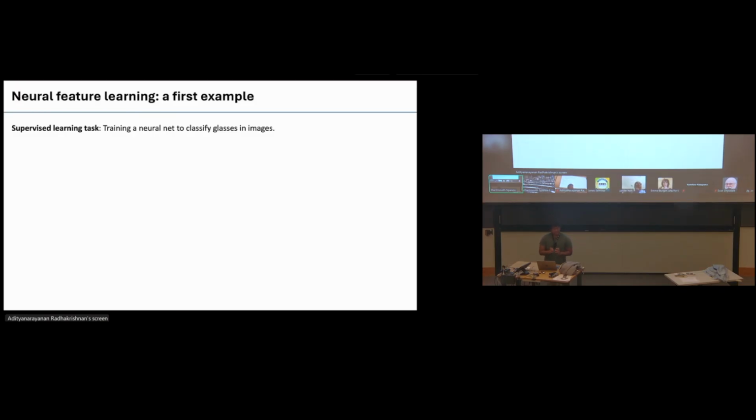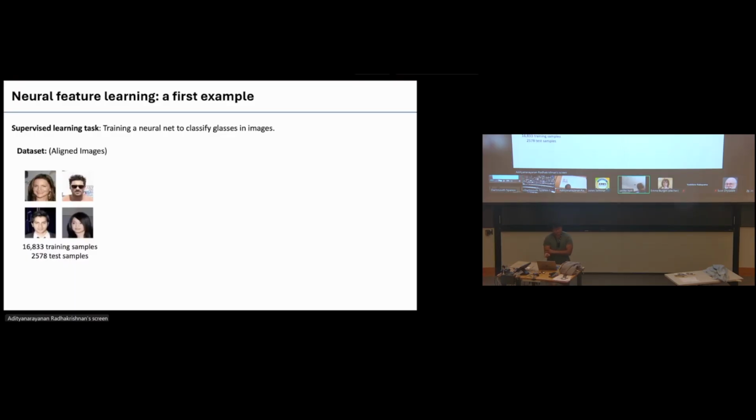So I want to start with a very simple example, but one that really clearly illustrates what feature learning is and why it's interesting. Let's start with a very simple supervised learning problem, where I train a neural network to classify whether someone is wearing glasses in image data or not. What data set am I going to use? I'm going to use the CelebA data set. This is supposedly a data set of celebrities, although out of all the times I've given this talk, one person has maybe identified a celebrity among these images. But the idea is that these images are centered, so the eyes are always in the center of the images.